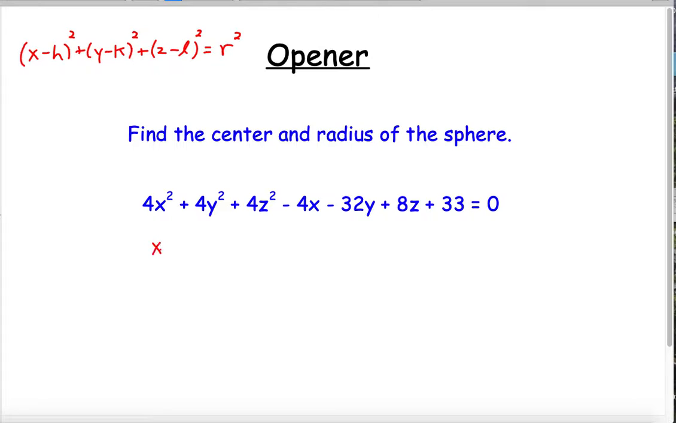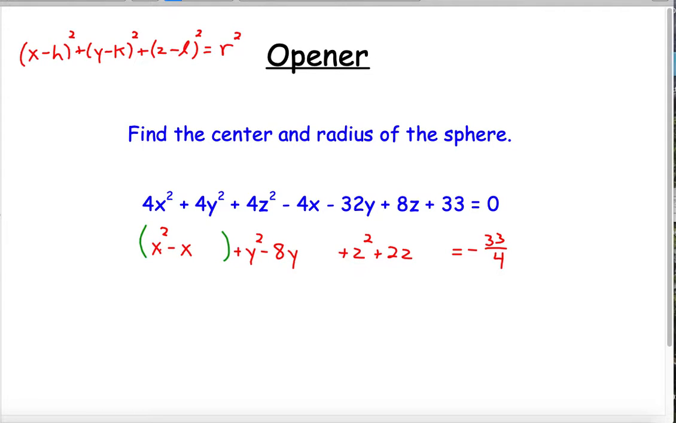So that's going to leave me with x squared minus 1x, leave a space to complete the square, plus y squared minus 8y, leave a space to complete the square, plus z squared plus 2z, complete the square on that, and then the 33 on the other side becomes negative 33 over 4. All right, so let's complete the square.